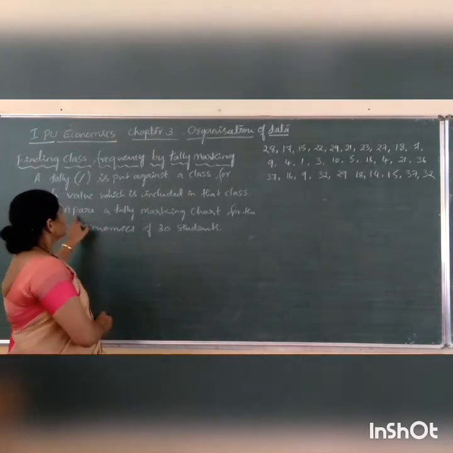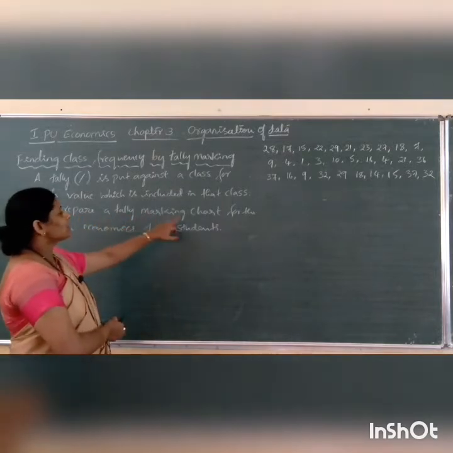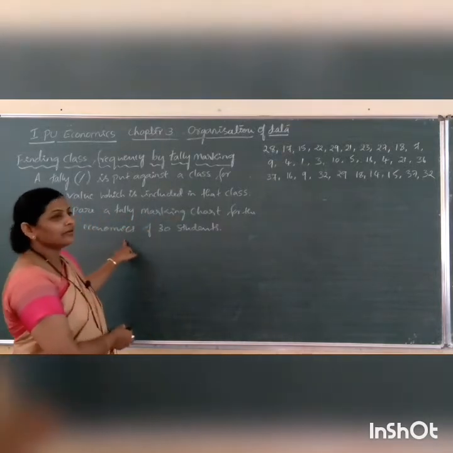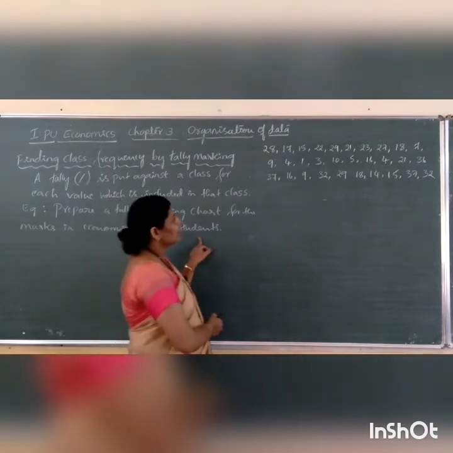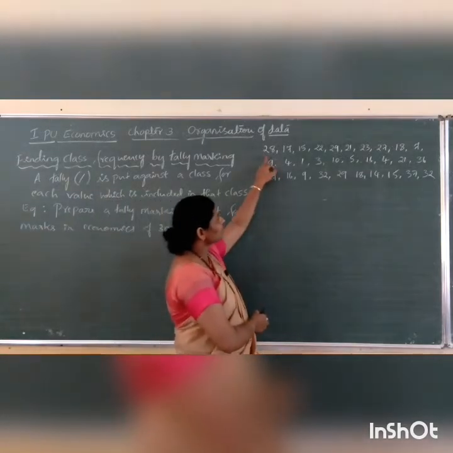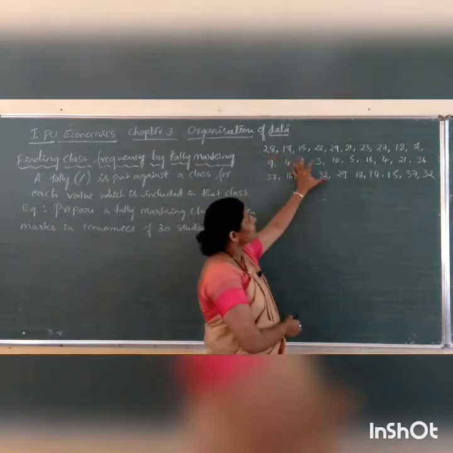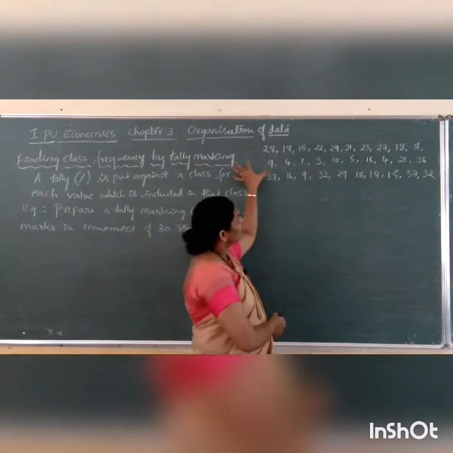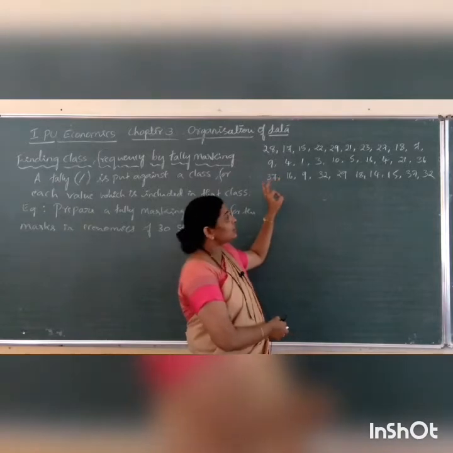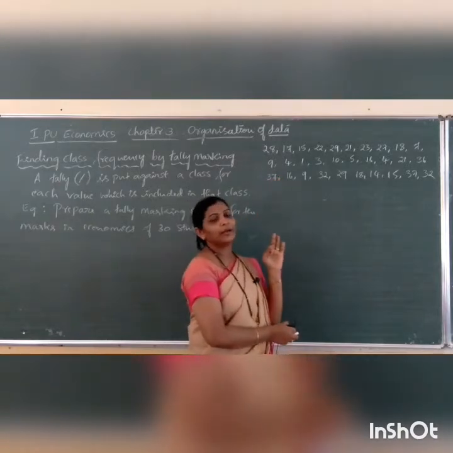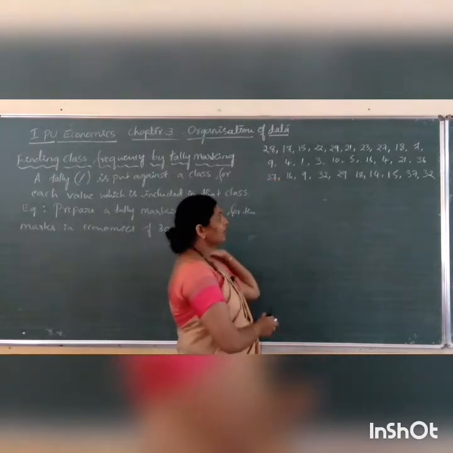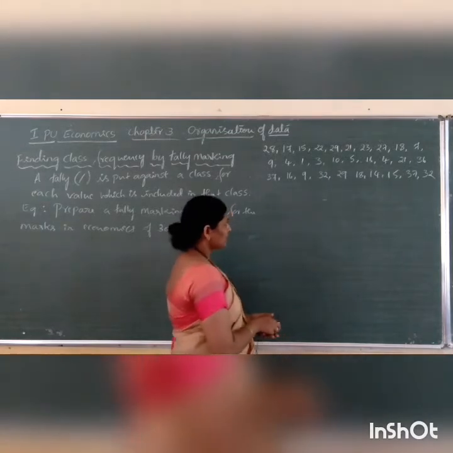Okay. So prepare a tally marking chart for the marks in economics of 30 students. So I have written 30 students' marks here. All these observations show marks of students. We are asked to prepare a tally marking chart by using all these observations.